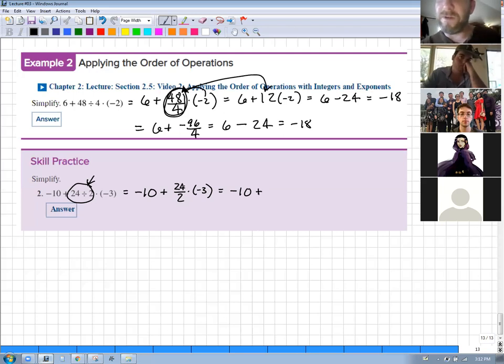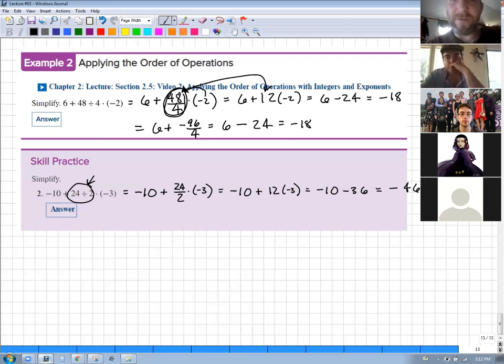So 24 divided by 2 is 12. I still have a negative 10. I'm doing my multiplication now. 12 times a negative 3 is a negative 36. So if I have a negative 10 and I put even more negative onto that, I get an even bigger negative number, negative 46. So I want to give you a quick example.